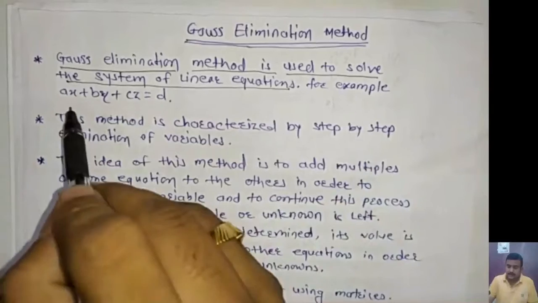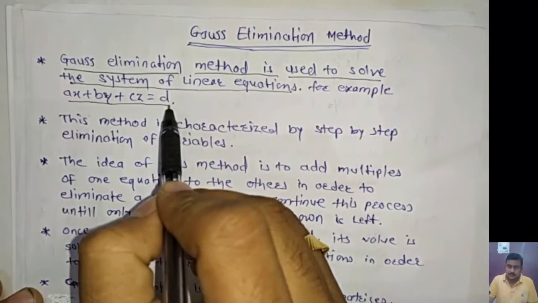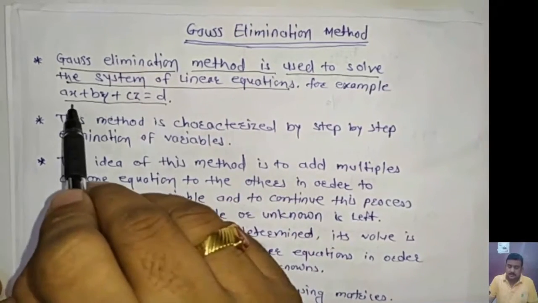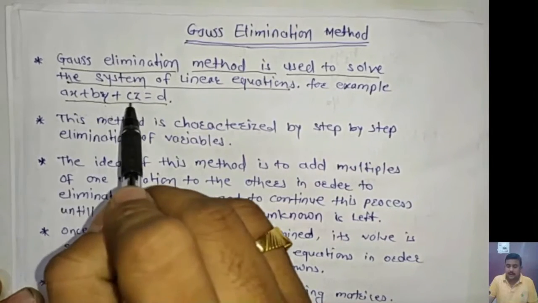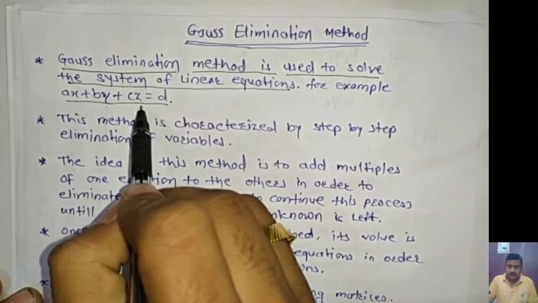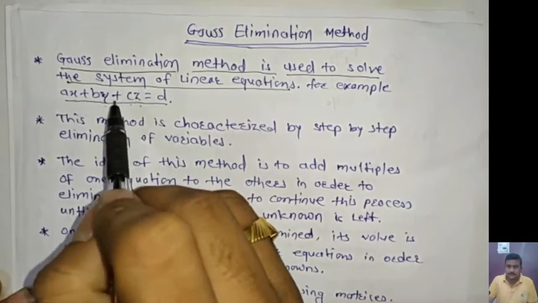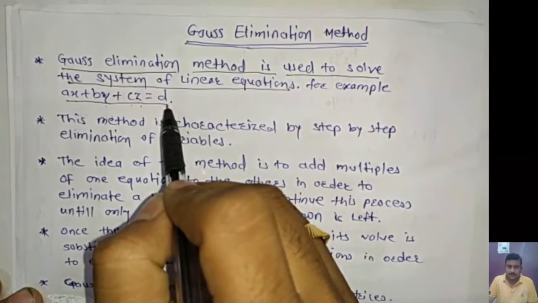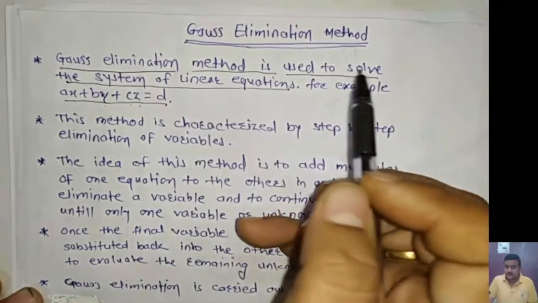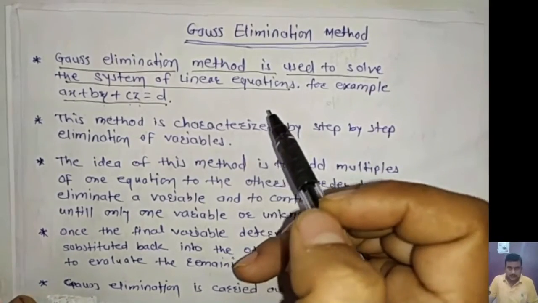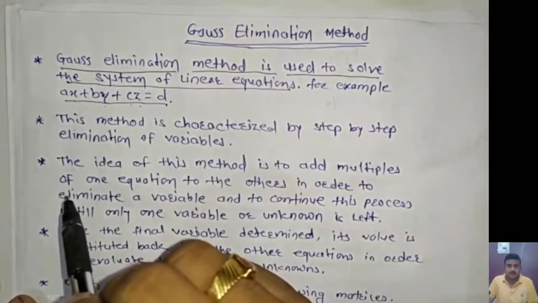For example, ax plus by plus cz equals d. In this equation, we have three unknowns x, y, z, and a, b, c are the coefficients of these unknowns and d is a constant value. A number of equations may arise in a system of linear equations. Depending on these equations, we have to calculate the values of these unknowns.